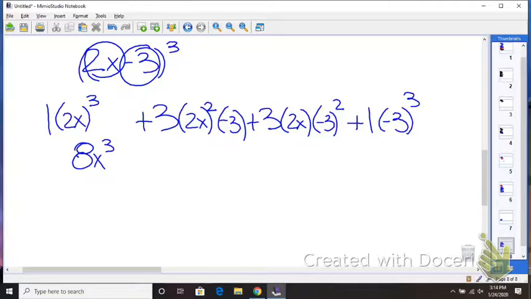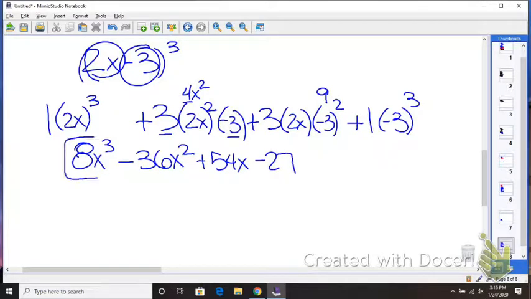So in the next one I've got squared. What's 2x quantity squared? 4x squared. So now for my next one, I've got a 3 times 4, which is 12, times a negative 3 gives me what? Negative 36. So I have minus 36x squared. And then my next section, I have to do negative 3 squared, which is positive 9. So I have 3 times 2 is 6, times 9 is positive 54x. And then what's negative 3 cubed? Negative 27. And this is your answer. So not too bad.